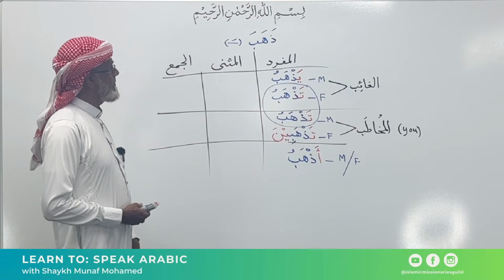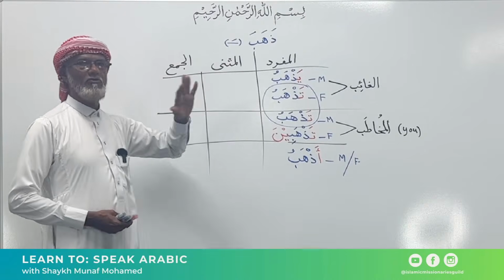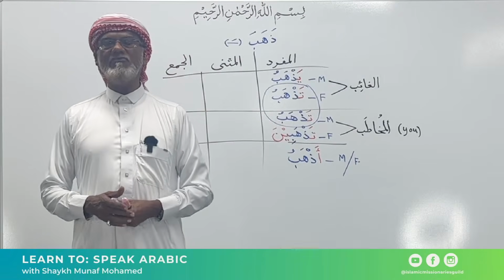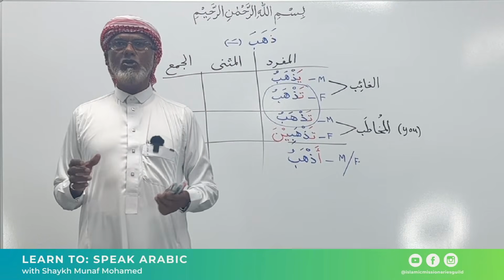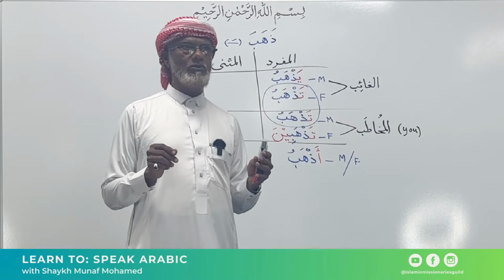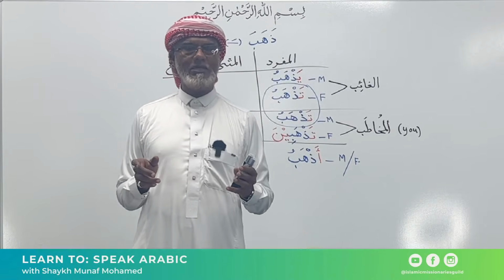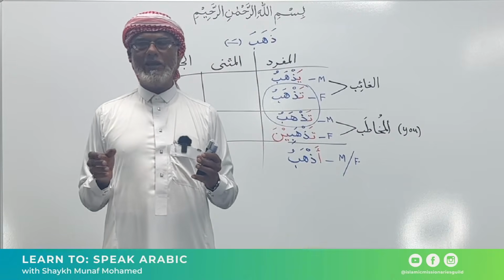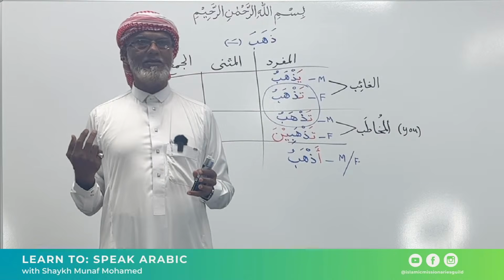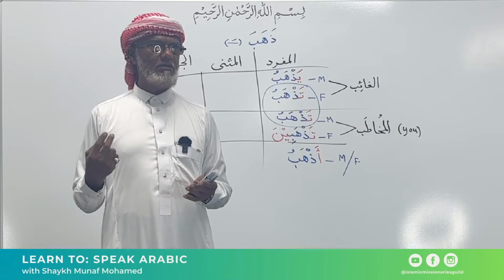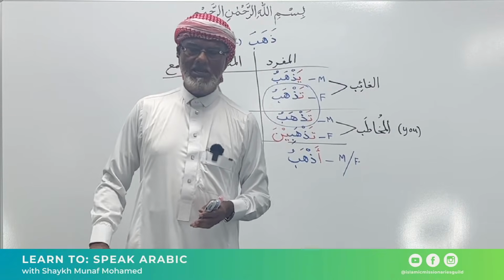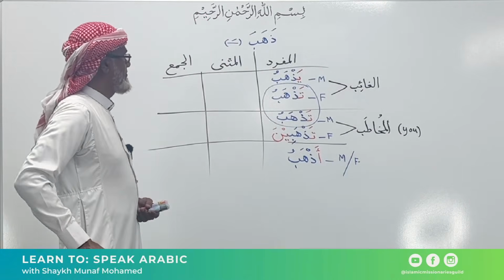Now, you would remember the dual form for the noun. We said that if you want to make something dual, you take the singular noun and you add an alif and a noon to the end. Example, walad, two boys will be waladan. Two books, two pens, two chairs, kursiyan.